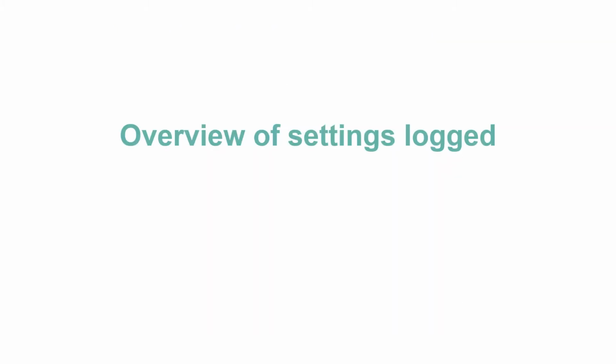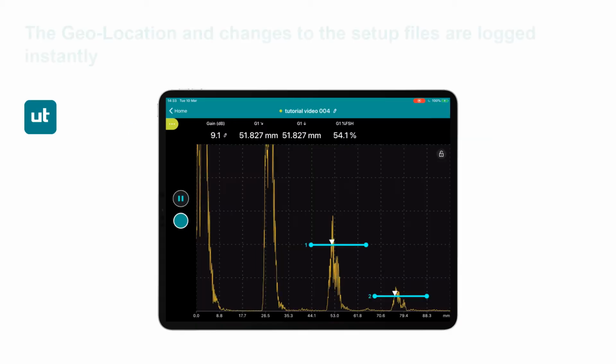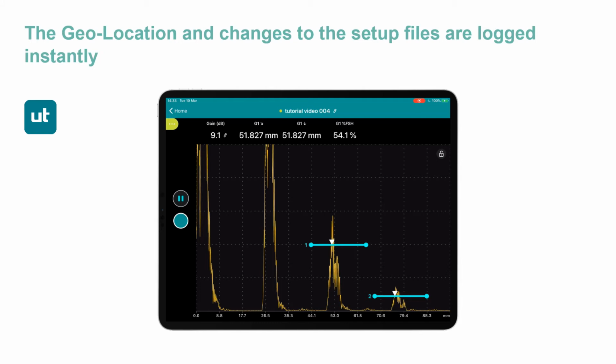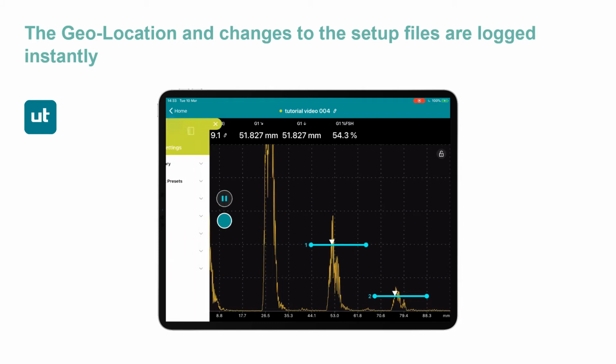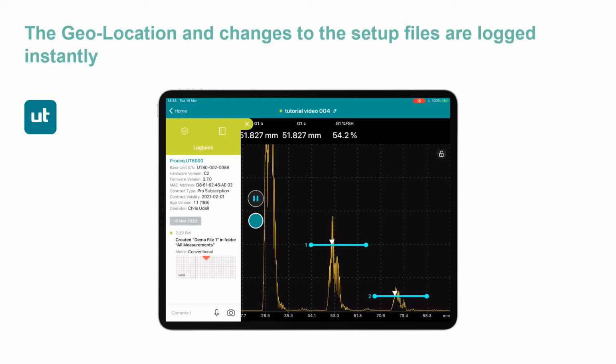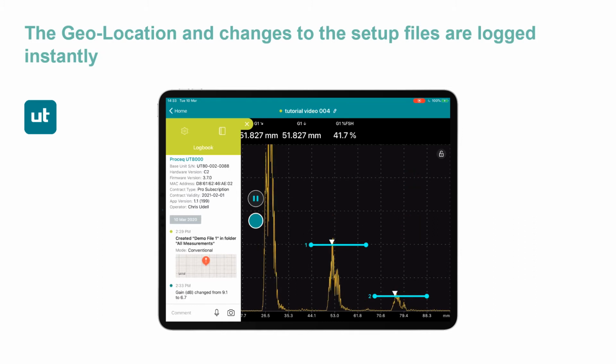Now we'll have a look at the overview of the settings logged. The geolocation and changes to the setup files are logged instantly. So you'll see I'll open up the logbook. You can see the geolocation of where I'm taking the measurements. Then I'm going to change the gain, and you'll see that directly live put into the logbook. So any changes like range or delay or pulse of voltage will all be logged inside this logbook.